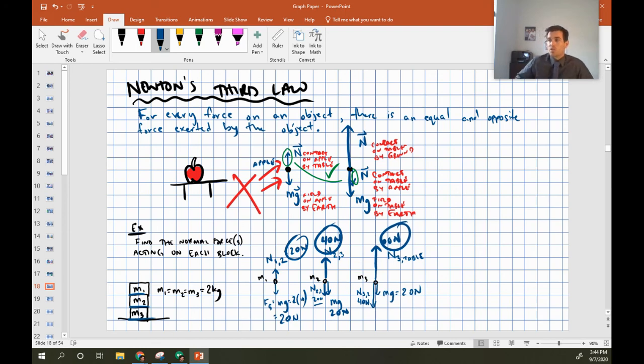So that's how you would use Newton's third law to solve some problems. And we have one more example problem where I'll show you some other applications of it.